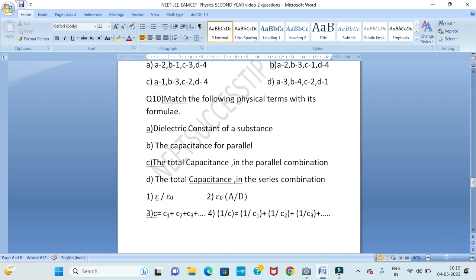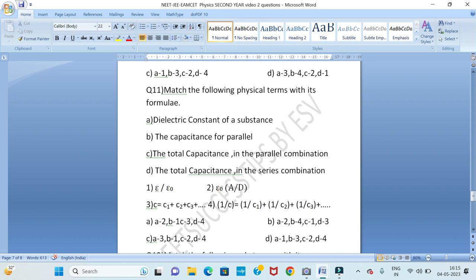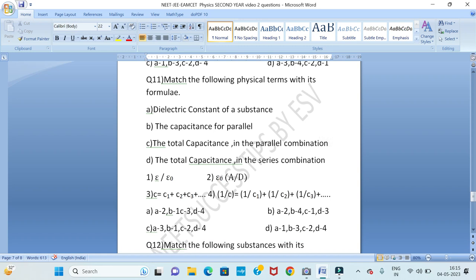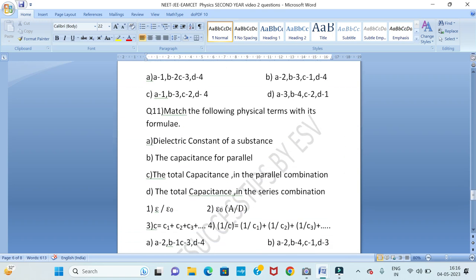Match the following formulas, physical terms with their formulas: dielectric constant of a substance, the capacitance for parallel, the total capacitance in parallel combination, the total capacitance in series combination. Both are the same, repeated. Okay.